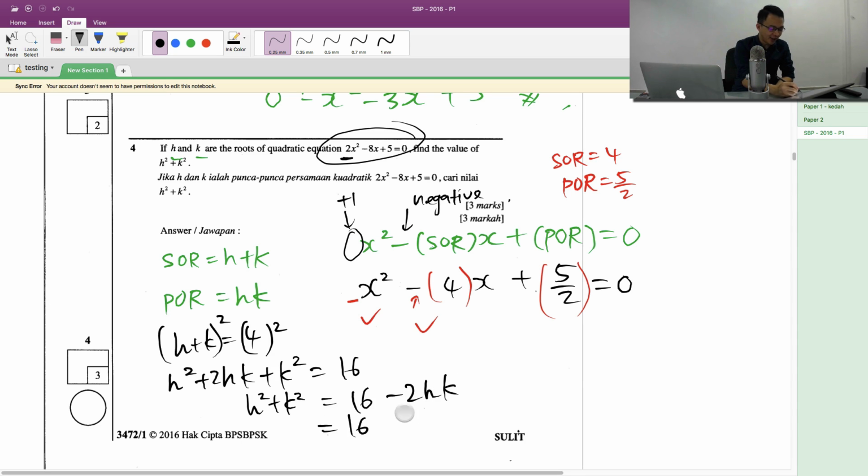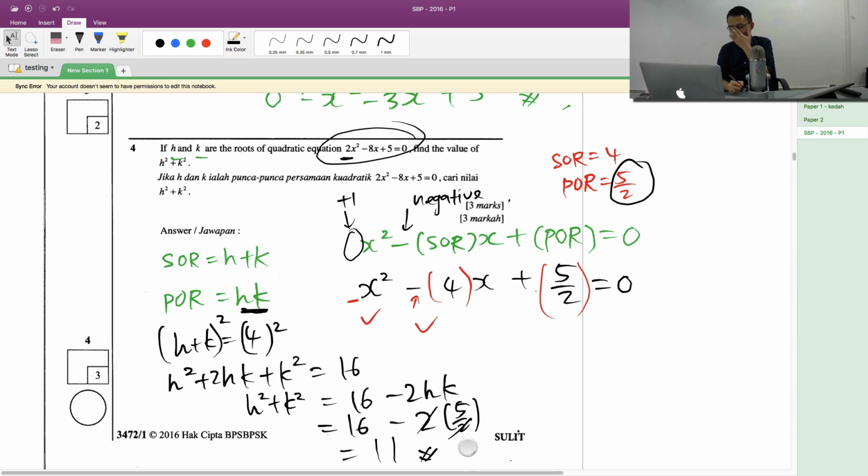And what is my hk? hk is the product of roots. My product of roots is 5 over 2. So 2 times 5 over 2 simplifies, 16 minus 5, I will get 11. Alright, this is how we solve this one.